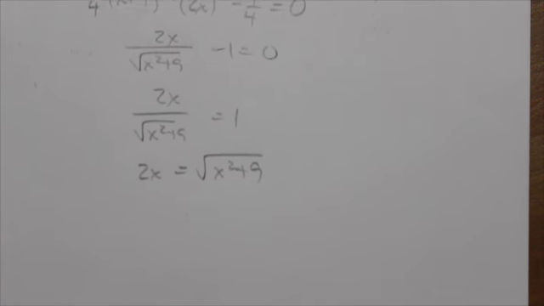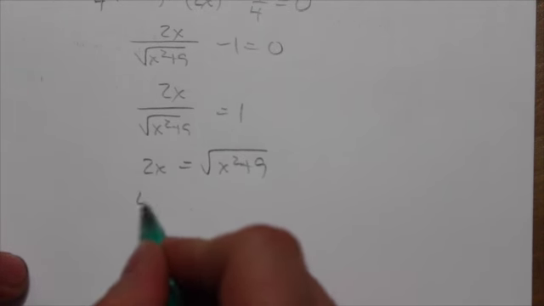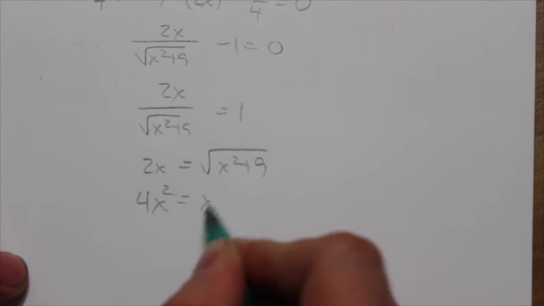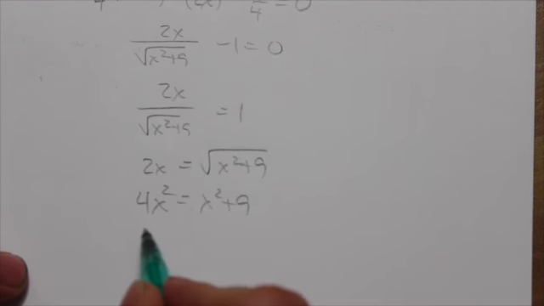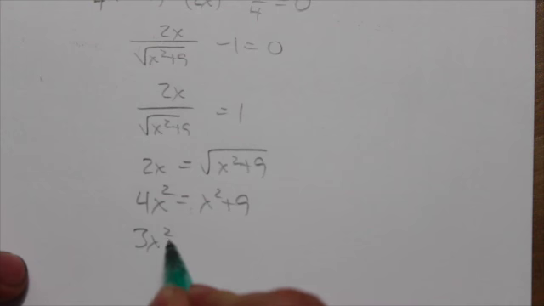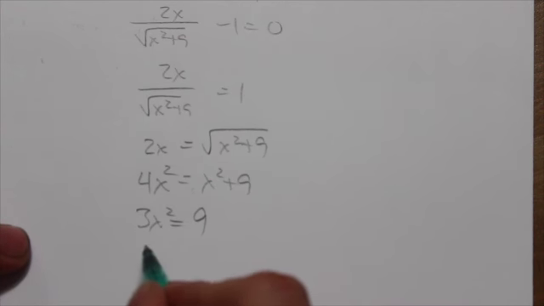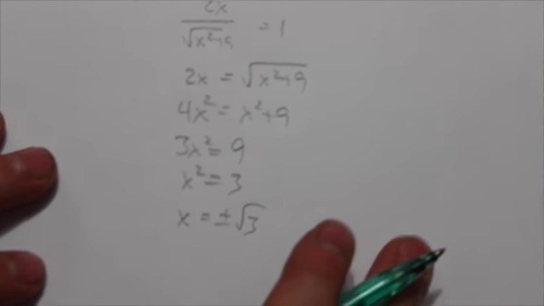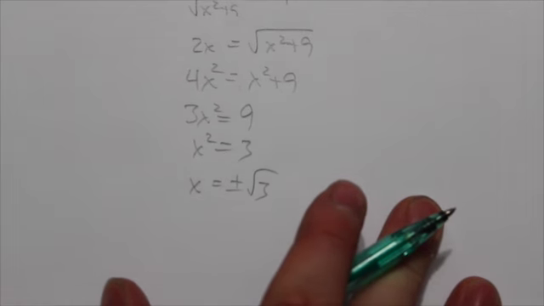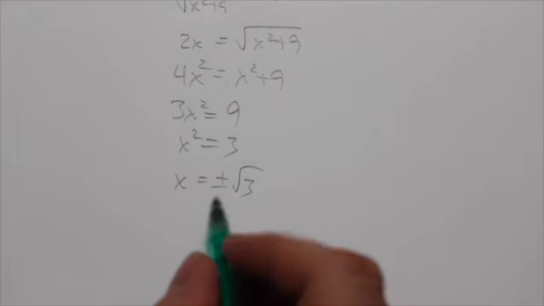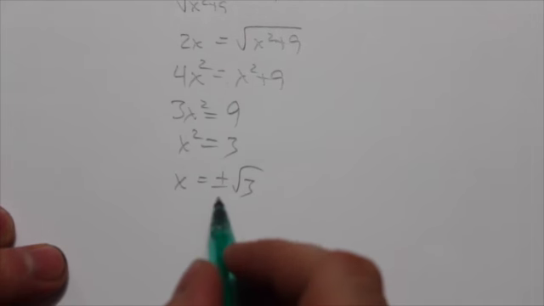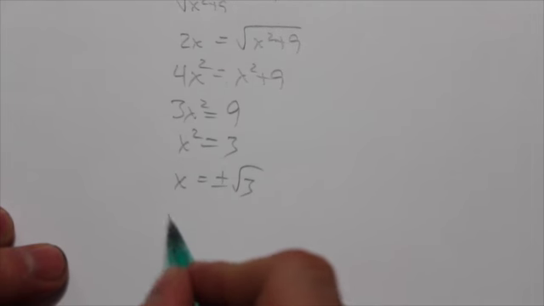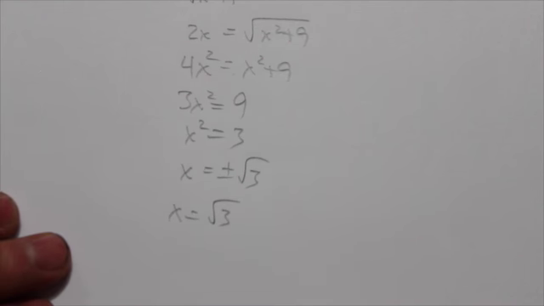We're getting really close to the end here. Square both sides to get rid of the square root. Bring the x squared term over. Divide by 3, and x is going to equal plus or minus root 3. The negative square root of 3 doesn't make any sense, so our answer is going to be the positive root of 3.